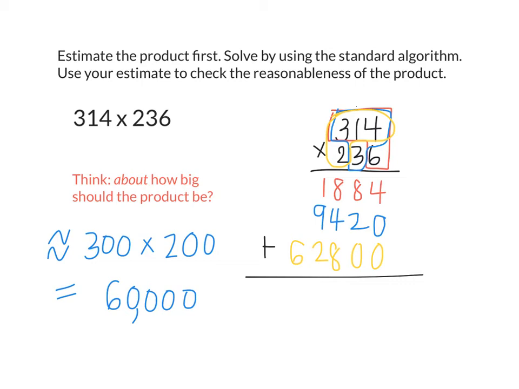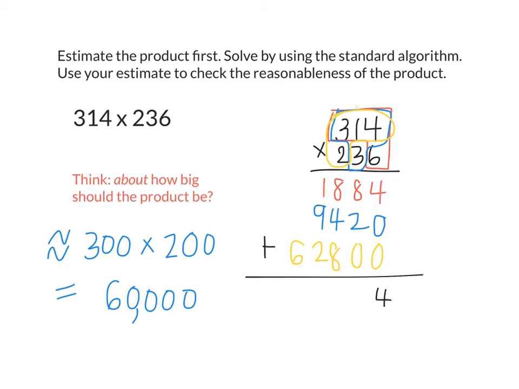628, right? But what's 314 times 200? 62,000. Now, to find the total product, I have to add my 3 partial products. 1,884 plus 9,420 plus 62,800. When I do that, how many 1s do I have altogether?